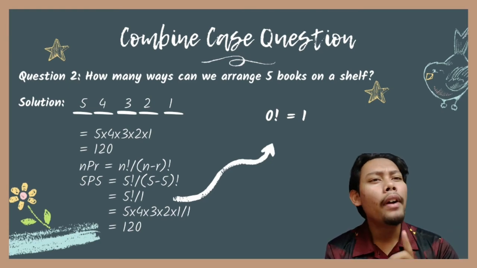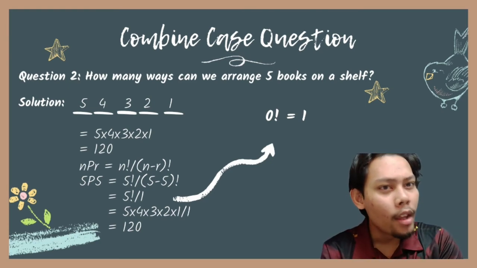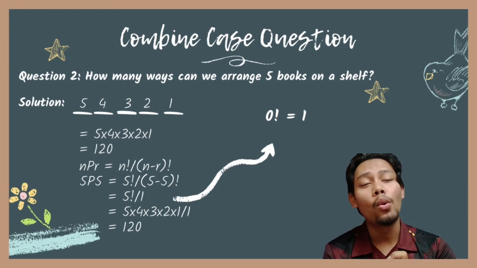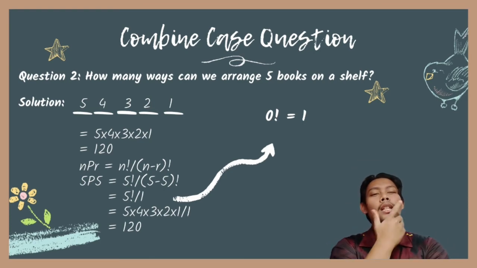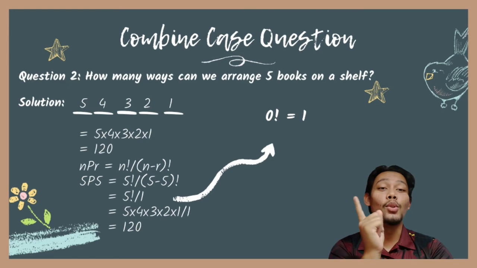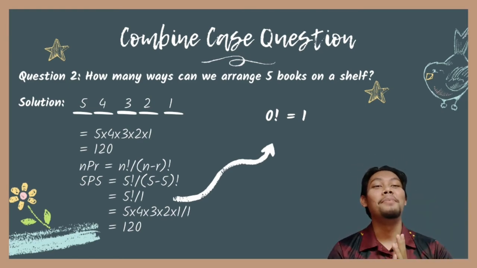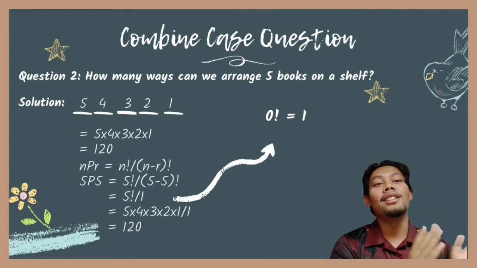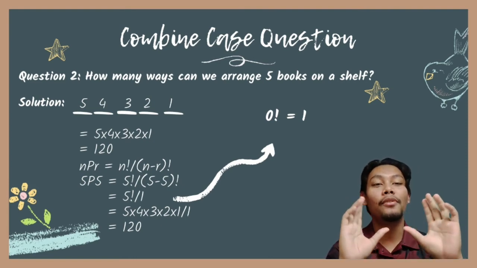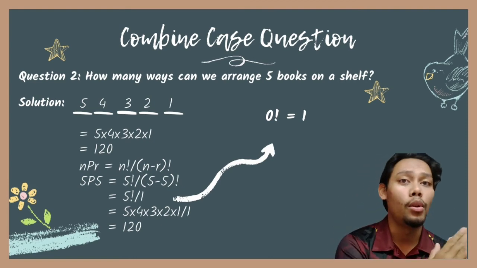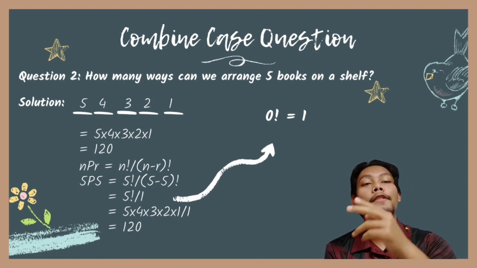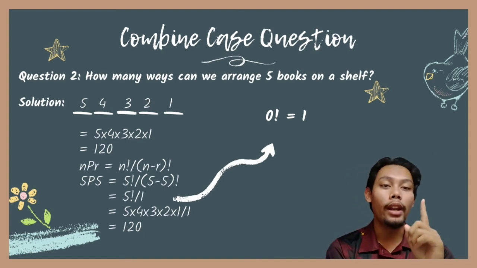But 5 minus 5 is equal to 0. If something is divided by 0, it's a math error. So how do you want to do this? Actually, 0 factorial is equal to 1. You cannot ask me why 0 factorial is equal to 1, but that is the formula. 0 factorial is equal to 1. So we can write it as 5 factorial divided by 1.